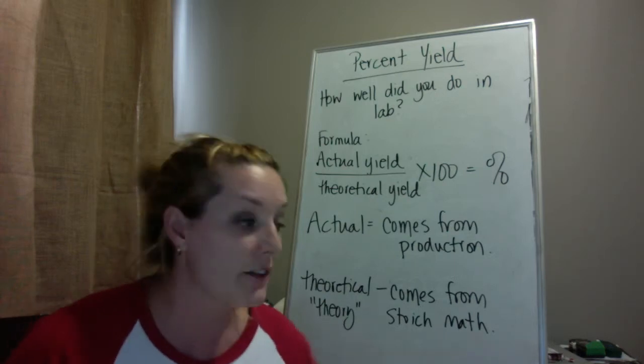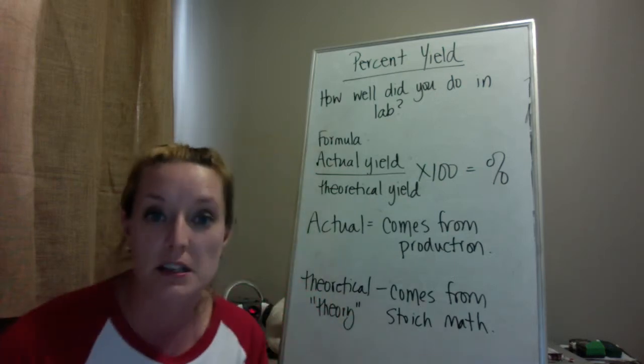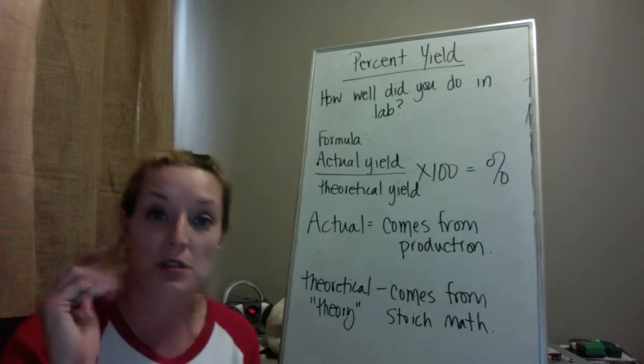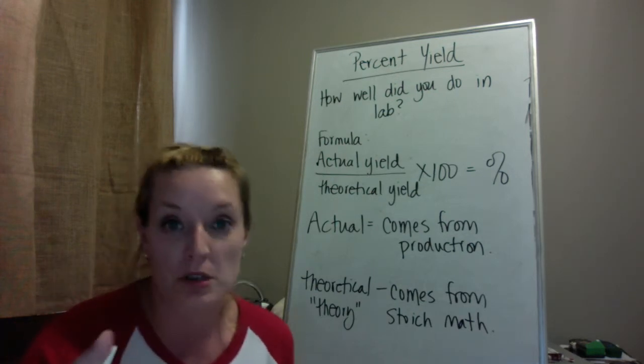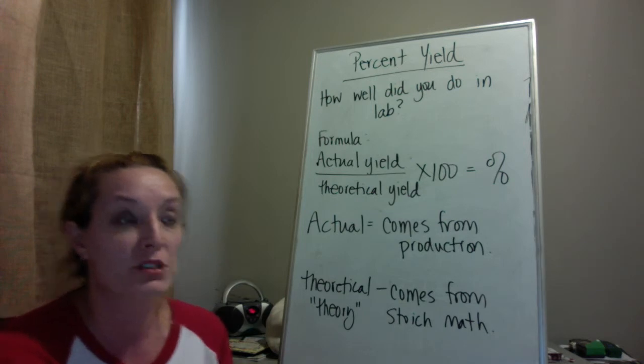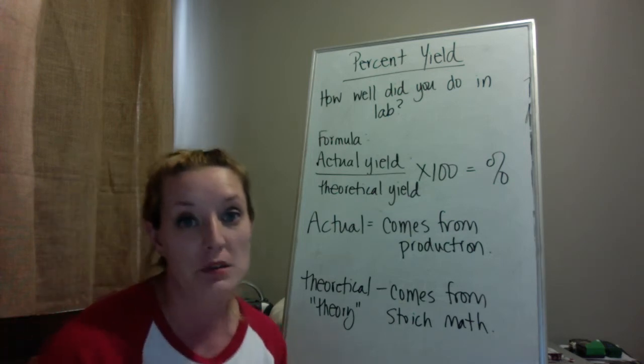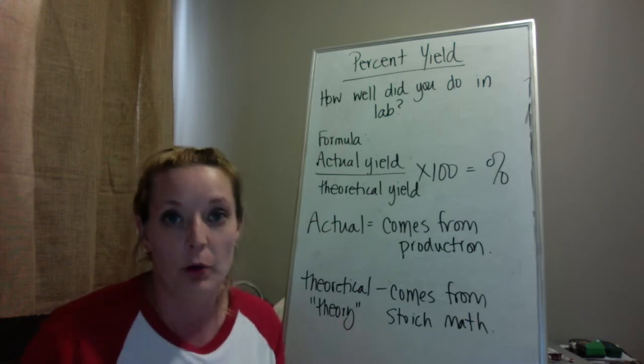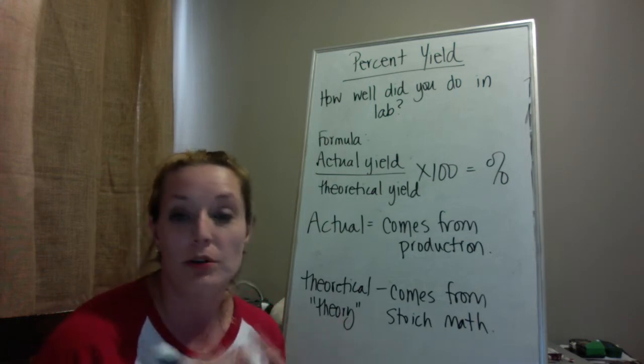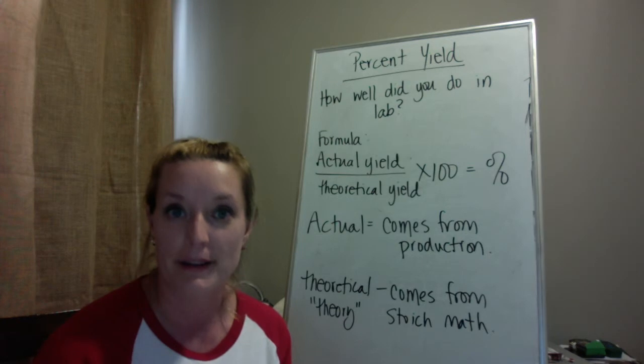Okay, guys, I've had several questions over test A and test B about percentage yield. So let's talk about percent yield. Basically, percentage yield is a measure of how well did I do when I was in lab. For example, I'm trying to produce copper chloride.